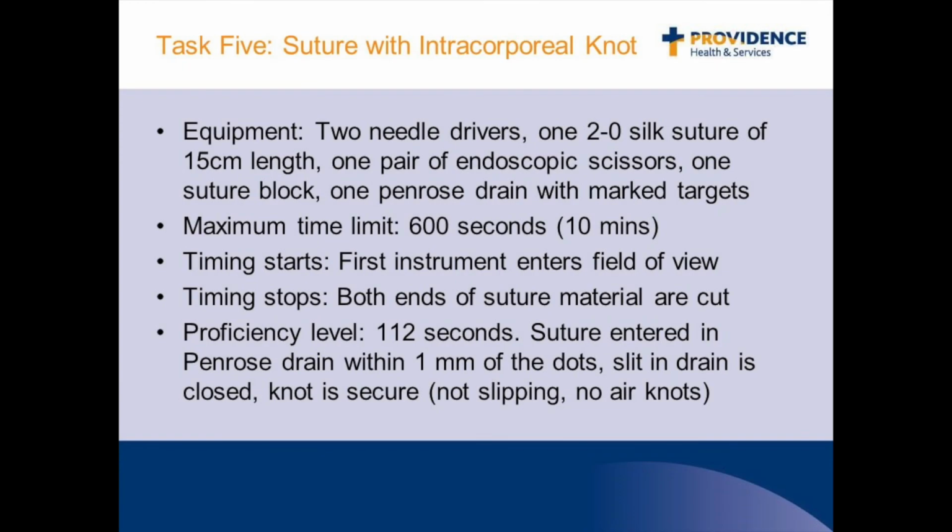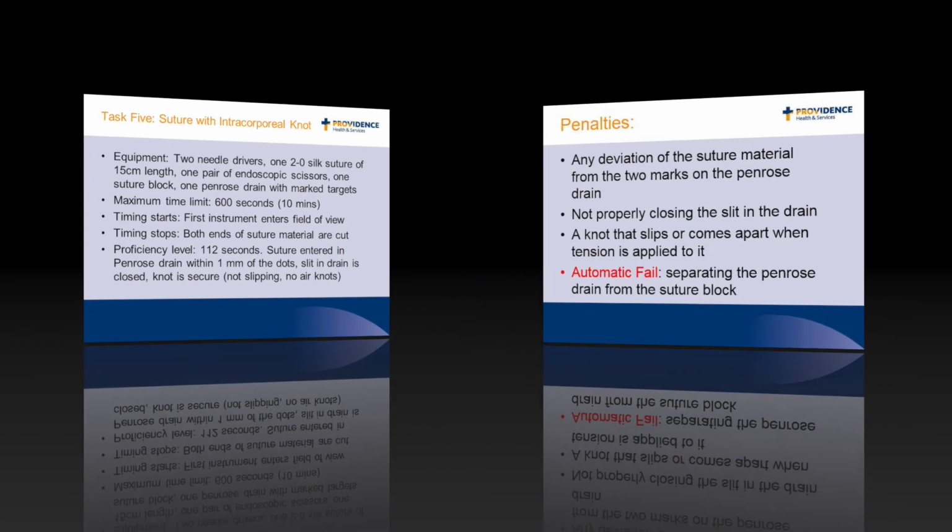You will have 600 seconds to complete this task. Timing starts as soon as the first instrument enters the field of view, and once both ends of the suture material are cut, timing will stop. Proficiency level is 112 seconds. The suture in the Penrose drain must be within 1 millimeter of the dots. The knot is secure and the slit is closed.